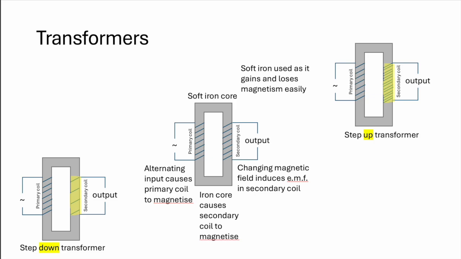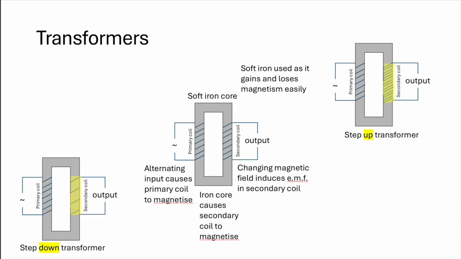A very simple comparison over here: if you have a different number of turns in your primary coil as compared to your secondary coil, the effect is going to be different. So if you want to do a step up, you have fewer coils in primary, more coils in secondary. Or step down, more coils in primary and fewer coils in secondary. How are you going to effectively create the output that you want?